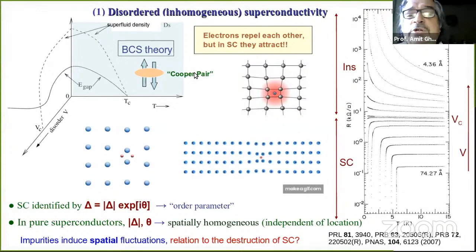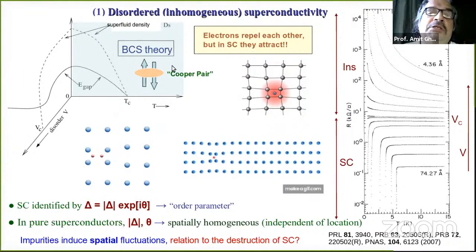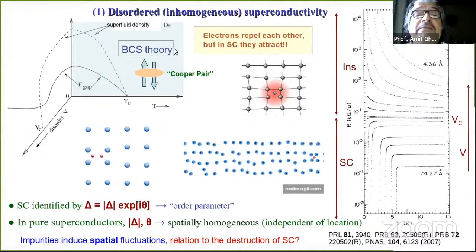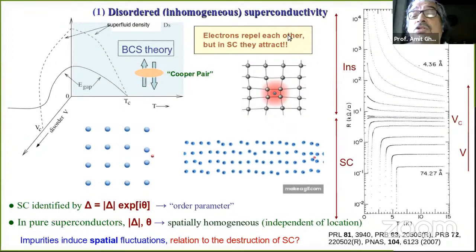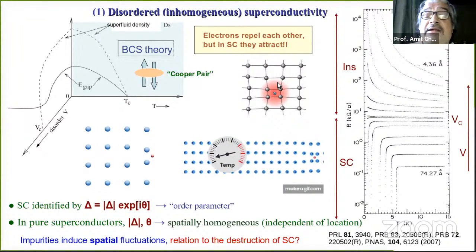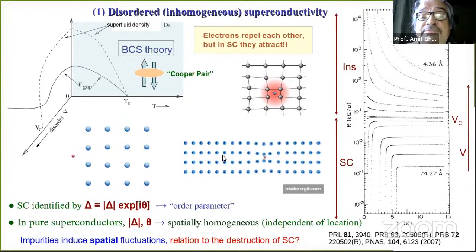The way superconductivity comes into being is that it is found to be described very well by BCS theory, which has a very important ingredient: electrons, while they repel each other normally, in superconductivity they attract. That's a very strange thing. That's very uncommon. The way it happens is shown as a cartoon here.